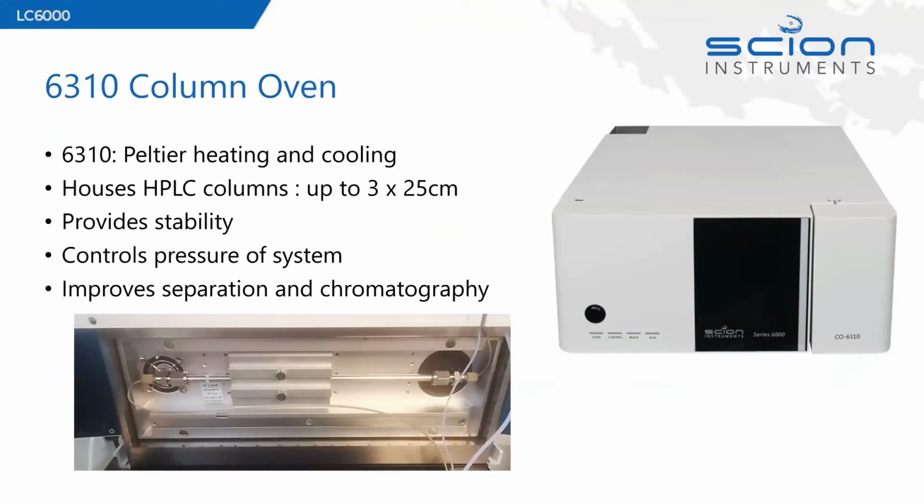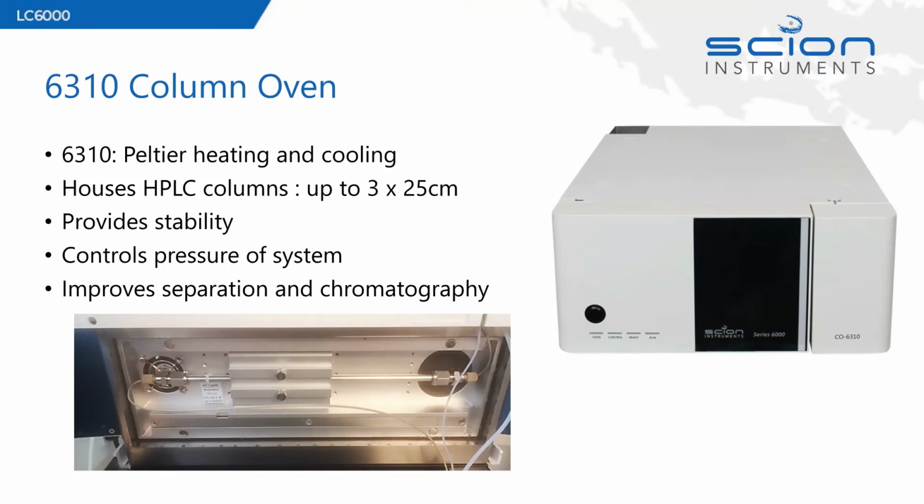Column oven, so at the moment we just do one column oven, but we do have a new release coming out very shortly. This can have up to 3 25 centimeter columns, and we do have a specific design on this column oven where we actually can heat the PEEK tubing as well. It's not just the column. We apply the temperature to the PEEK tubing, and this really allows us to control the viscosity of the mobile phase, which will reduce the overall pressure of the system.